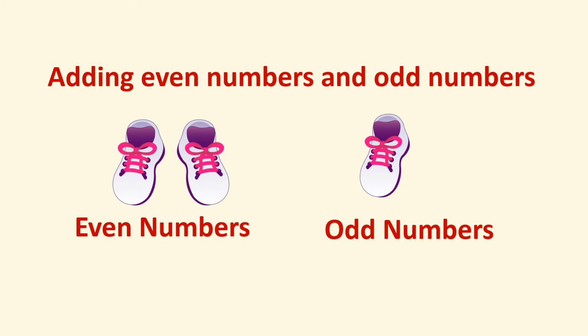First, I have mentioned a pair of shoes. So that indicates even numbers. That means there's a pair. That means two shoes are there. Next, there's only one shoe. That means half a pair. That indicates odd numbers. So using these shoes, we are going to do this small activity or this small game.